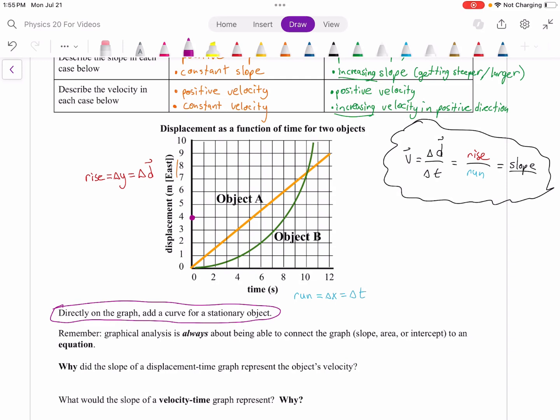What does it look like if it's not moving? 1 second later, where will it be? Right, it'll still be 4 meters east because it's not moving. Its velocity is 0. It's a stationary object, right? And that'll continue on and on and on. So it's going to look something like that. There's our stationary object's displacement time graph.